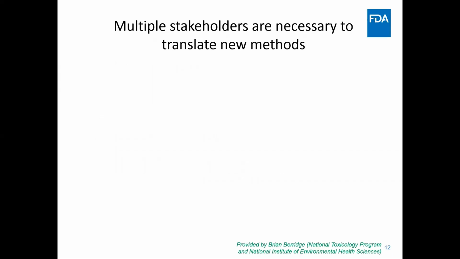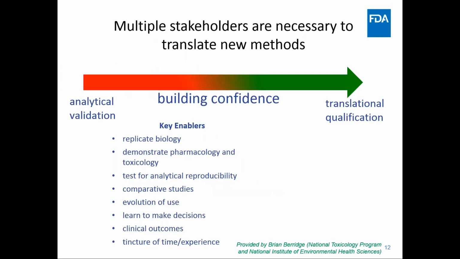Multiple stakeholders are necessary to translate new methods. So this is a general slide from my friend Brian Burridge at the National Toxicology Program and National Institute of Environmental Health Sciences. And as it is demonstrated in this slide, in order to go from analytical validation that can be done in an academic lab or in a research facility lab into translational qualification, there are different key enablers that need to be followed.